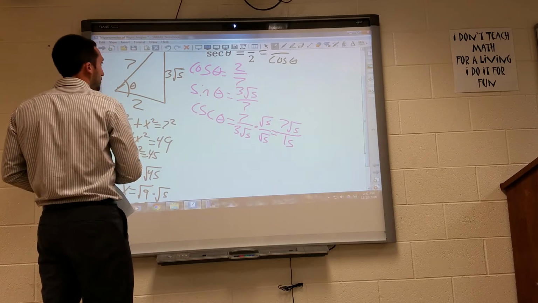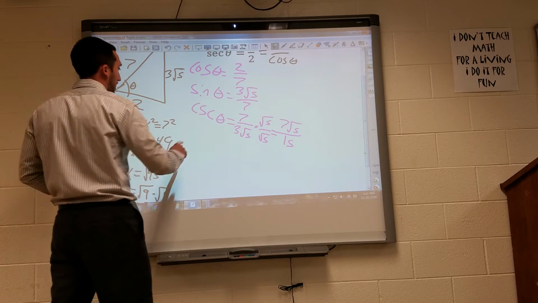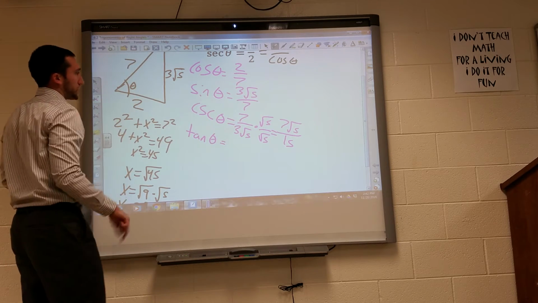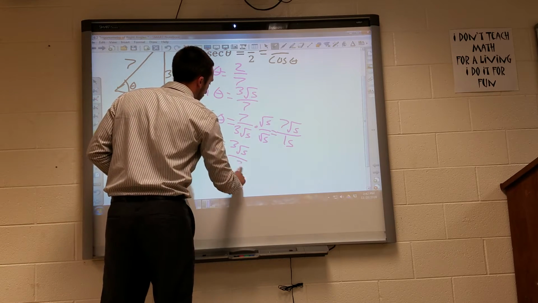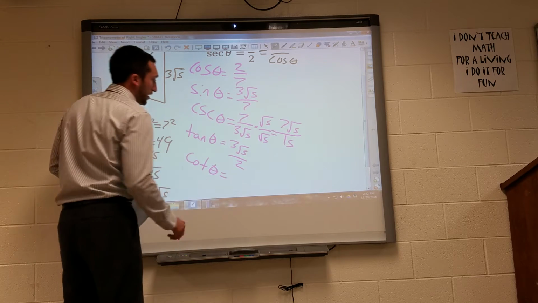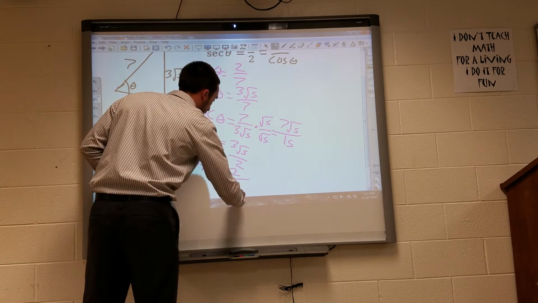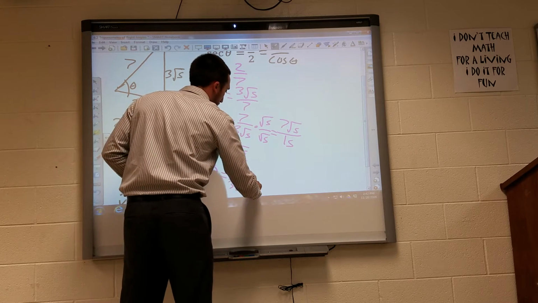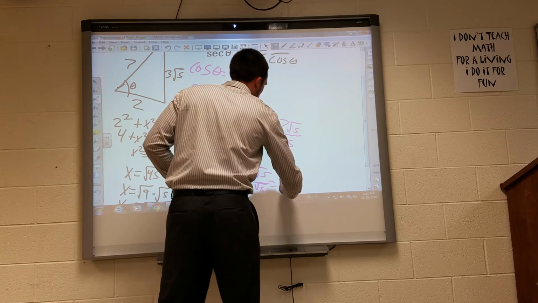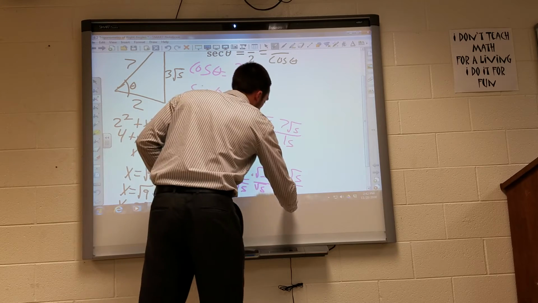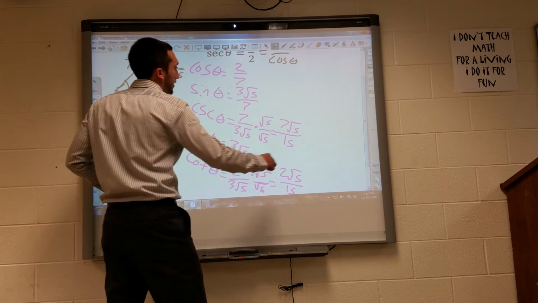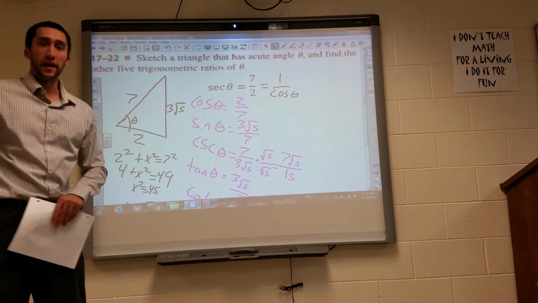Next, we already have secant, cosine, sine, and cosecant. Let's do tangent. So tangent is opposite over adjacent, so that's 3 radical 5 over 2. That's as far as we can go there. And then our last one, cotangent, is just tangent flipped over, so 2 over 3 radical 5. And again, multiply by radical 5 over radical 5 to get a value of 2 radical 5 over 15. So those are our 6 trig functions given the original secant.